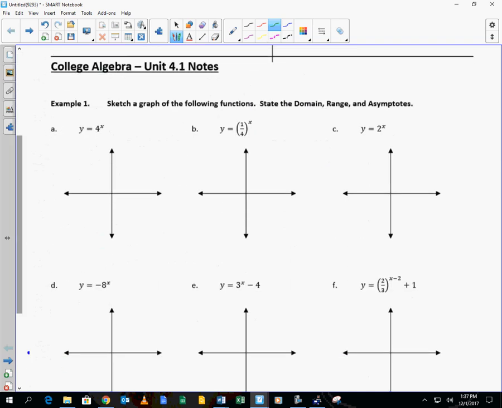Y equals 4 to the x. Will y equals 4 to the x start down and finish up, or start up and finish down?